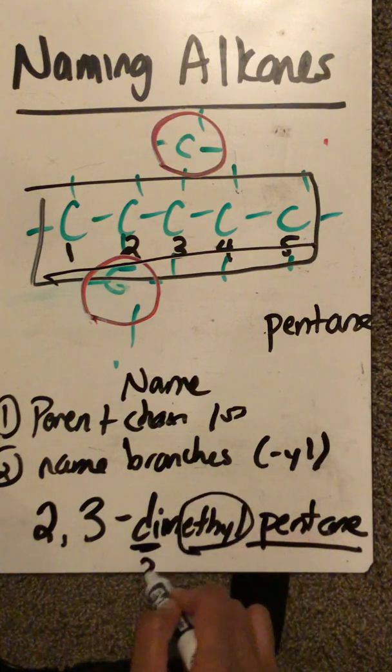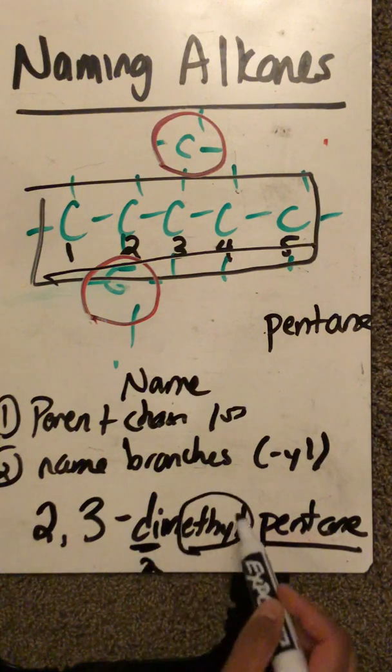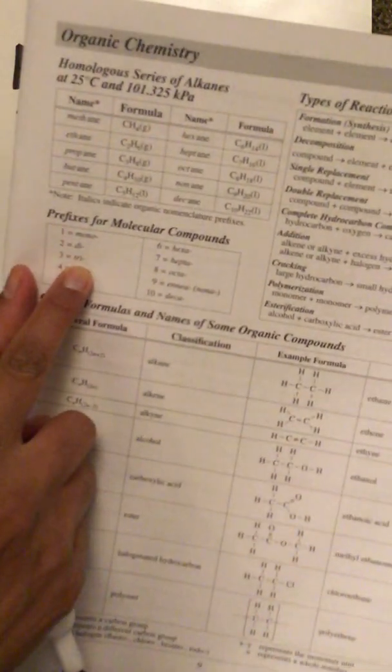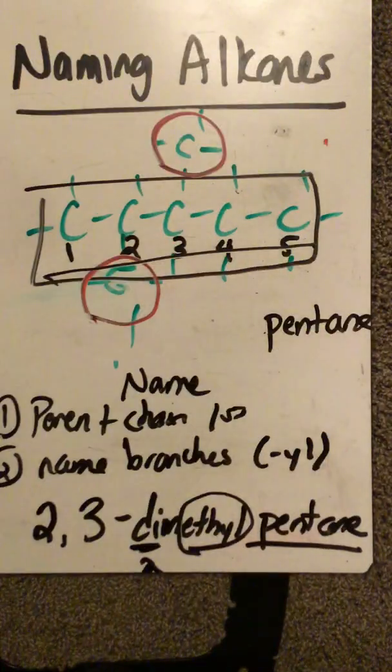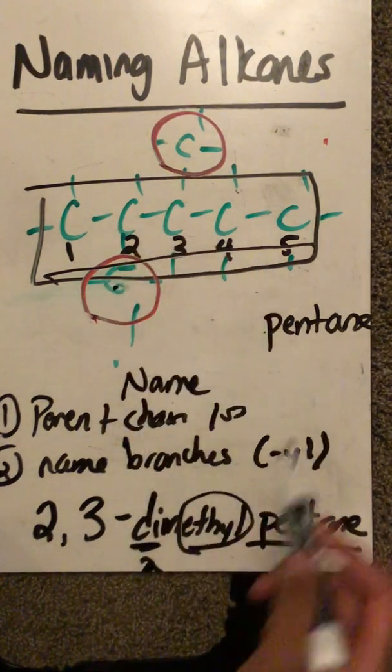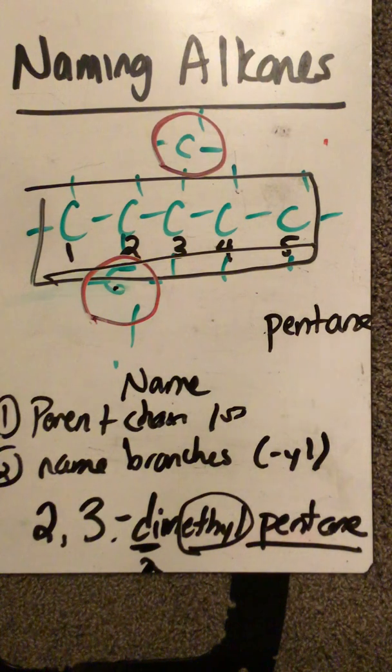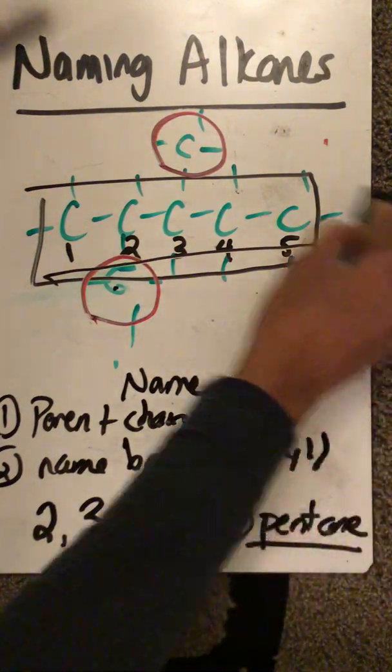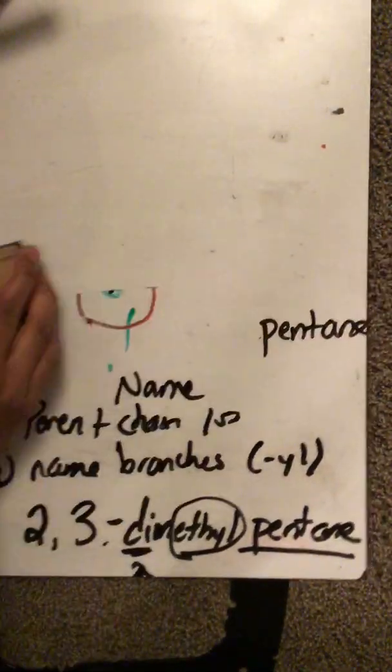Dimethyl, di means 2, okay? And if you want to know what the prefixes are for, like, mono is 1, di is 2, tri is 3, tetra is 4, I call it dimethyl because I'm dealing with 2 methyls. And these are where the methyls are located. And there you go. That's how you do it, right? That's how you name organic compounds. Now, well, that's not how you name all organic compounds, but that's how you name alkanes.